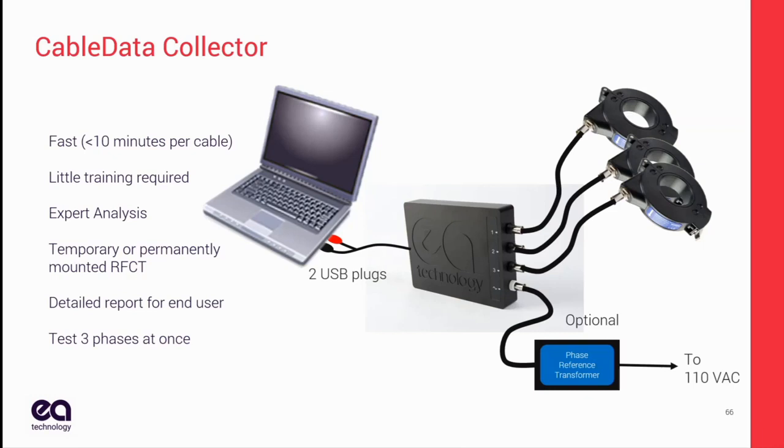It takes about 10 minutes to run the test. It automatically collects the data. It applies different thresholds, different filters, collects all this data, and then it's there for whoever's doing the analysis. If you permanently install your RCTs, you can just plug them into this box and run a 3-phase test at once.